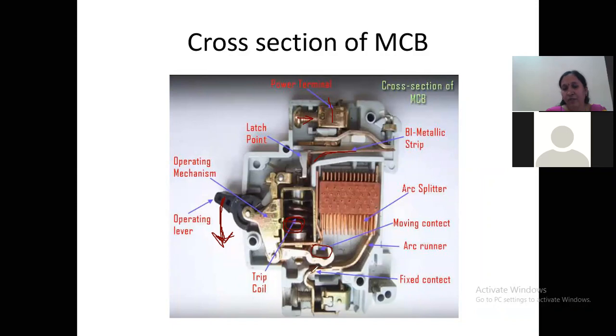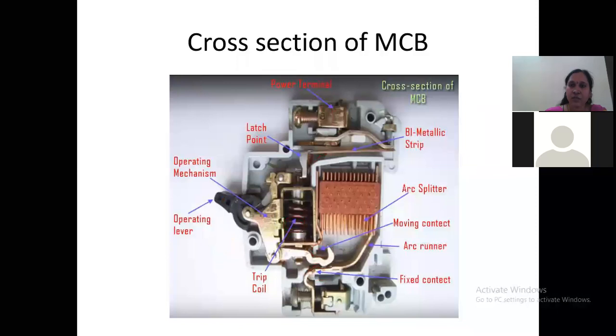So one will be a fixed contact, one will be a moving contact. Okay, so this is a fixed contact, the other one is a moving contact. The main thing is this bimetallic strip is going to take up the charge here, whenever there is an over current. Let me go to the next slide.